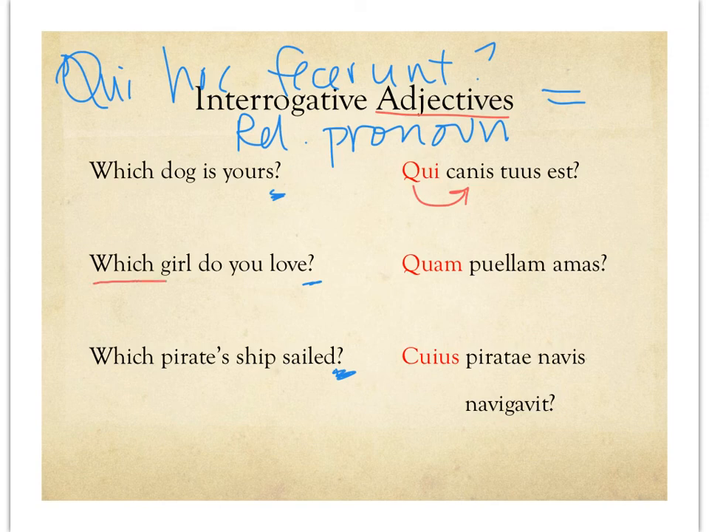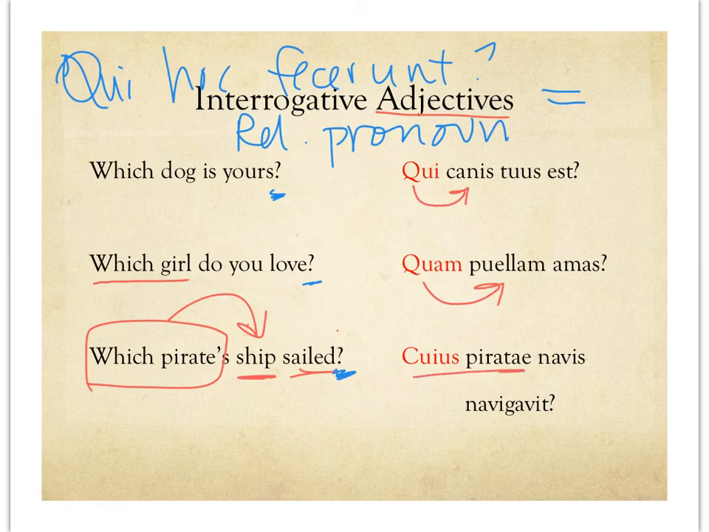Or which girl do you love? Quam puellam amas? Not just whom do you love, knowing that it's some woman, but in particular, which girl? Quam puellam? Or which pirate ship sailed? So it's the ship that sailed. That's your nominative and verb. But this would be in the genitive. It's the ship of a pirate, but which pirate? Cuius piratae navis navigavit? So these are going to be like adjectives, but they will also be at the beginning of a question and start a question.